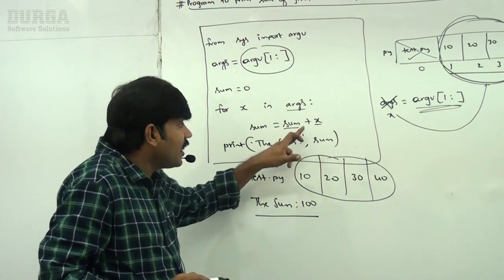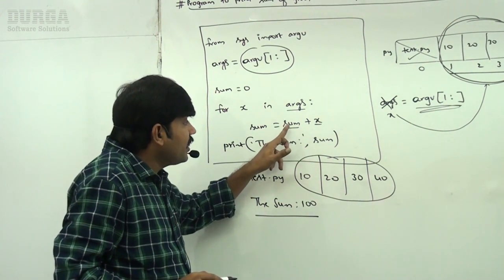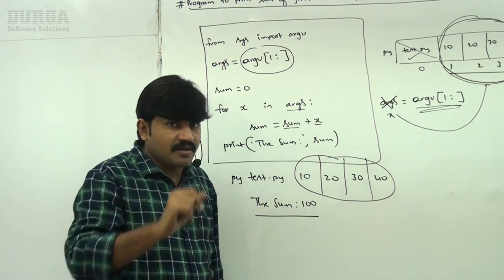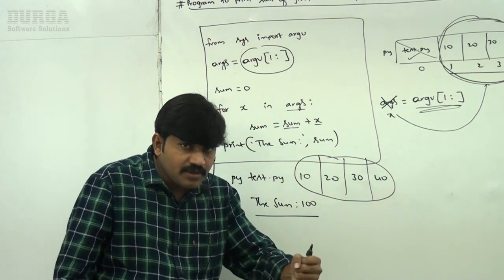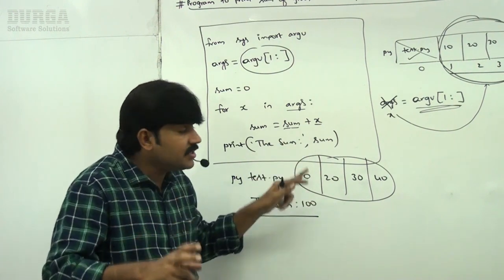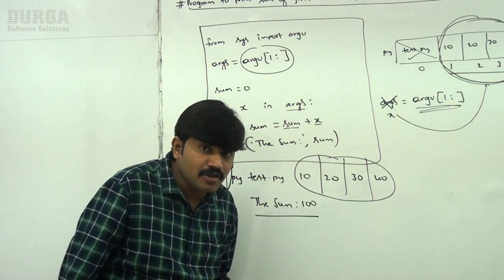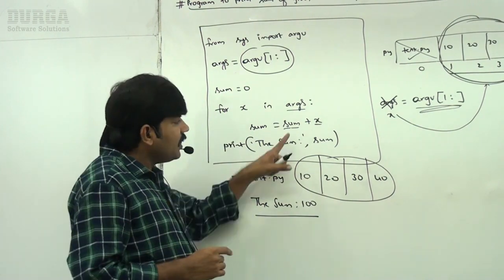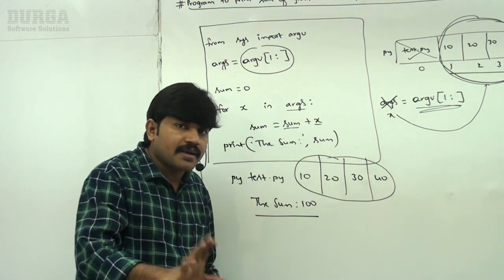Whenever we apply a plus symbol between a number and a string, immediately we get a type error. Remember this one. Between an int value and a string value, you can't use the plus operator. By mistake, if you try to apply it, immediately you get a type error. Let me check this one. How you can correct it, I will explain.